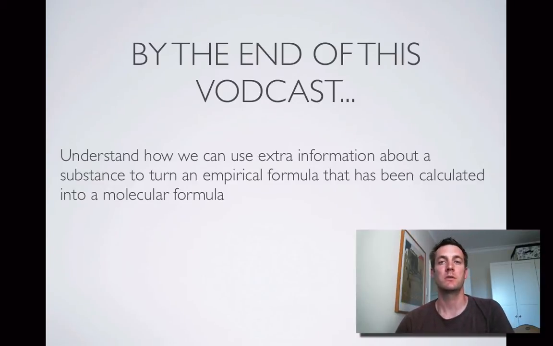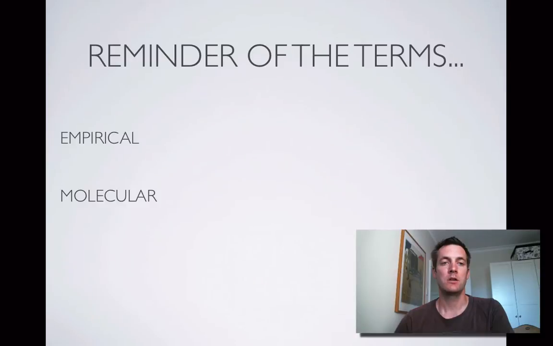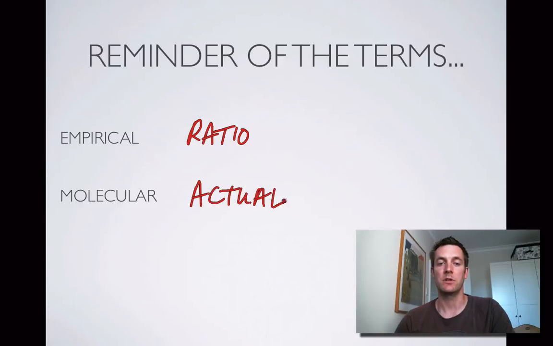You'll be able to turn an empirical formula that you've found into a molecular formula using a little bit of extra information that you'd need to be given. So, a reminder of the terms. The empirical formula is a ratio, the simplest whole number ratio, whereas the molecular formula tells us the actual number of atoms. Bear that in mind when you're doing the questions, because it might help you figure out how they're done.